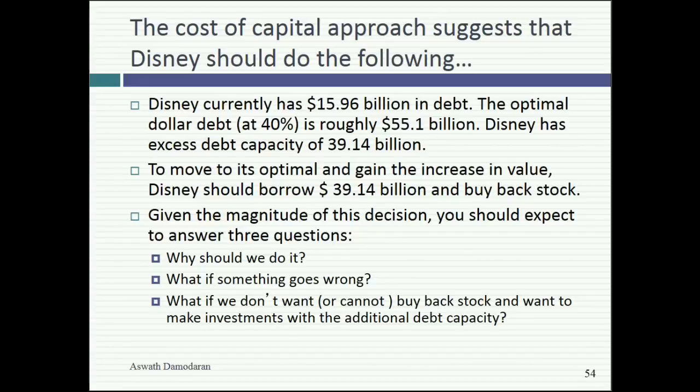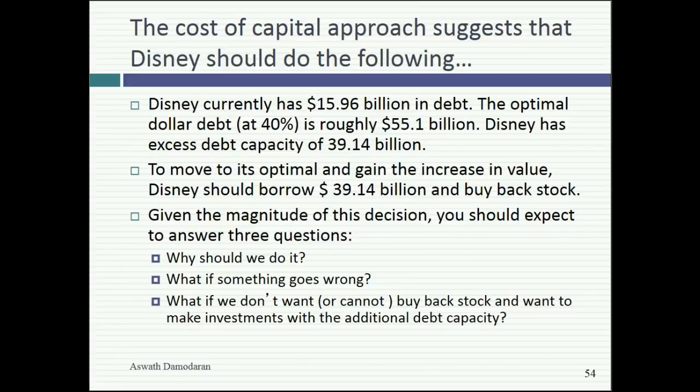But I'm telling them not just to borrow the money. What am I asking them to do with that borrowed money? At least what was the implicit assumption I was making when I did this capital structure? They need to use that borrowed money to buy back stock. This is a massive transaction, right? And if the Disney board had any sense, they'd ask me 3 questions.